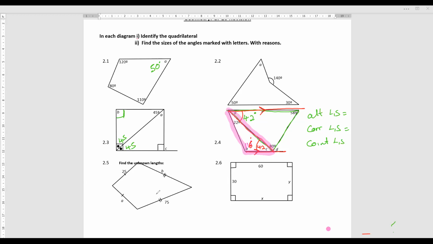Now we're gonna go on to 2.5. You see a kite. All right, what do we know? Well, actually, even if we don't know, it's a kite. One stroke means A has to be 25. Two strokes mean B has to be 75. Okay, I think 2.6 is straightforward. It's a rectangle, opposite sides are equal. We're going to skip that. We're going to move on.